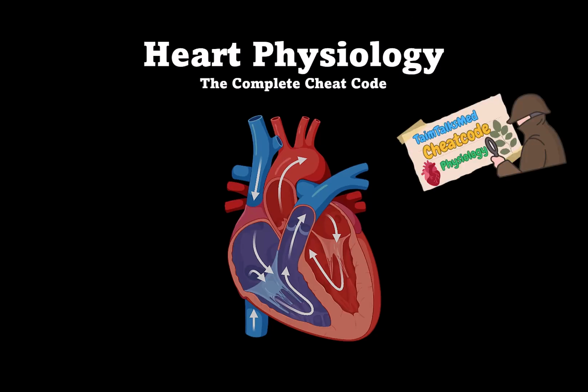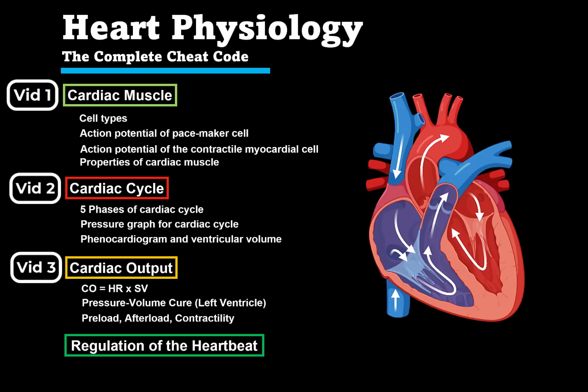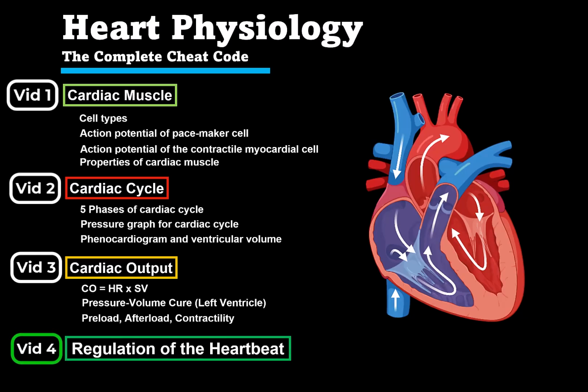Let's continue our complete cheat code for heart physiology. We're doing this in 4 segments. The first video was about the different types of cardiac muscle, the action potentials of pacemaker cells and contractile myocardium, and the general properties of cardiomyocytes. The second video was about the cardiac cycle, where we made an easy diagram illustrating what actually happens at each phase. The third video covered everything you need to know regarding the cardiac output, and this is the fourth video, where we will cover the regulation of the heartbeat, covering all the most important mechanisms that actually change the contractility and heart rate. Alright, awesome.